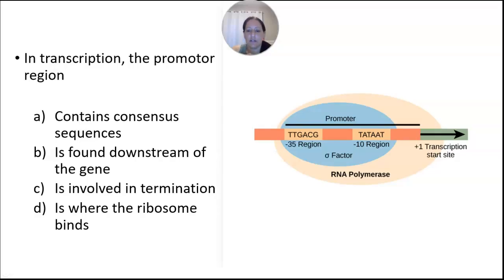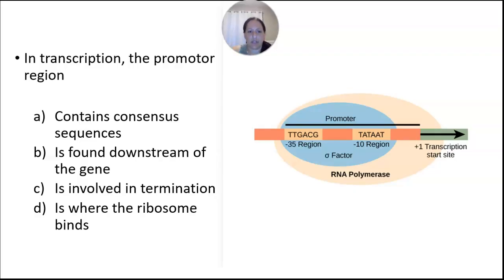Okay, the next question says, in transcription, so going from DNA to RNA, what's true about the promoter region? So A would be the only one that's correct. It contains the consensus sequences. And you can see that in this picture here. You can see at the -10, so before the gene, before the transcription start site, you have what's called the TATA box. And then at the -35 region, you have another consensus sequence. Those are found upstream of the gene, not downstream. So before, not after. So B is not correct.